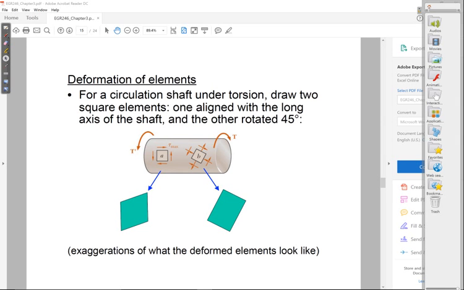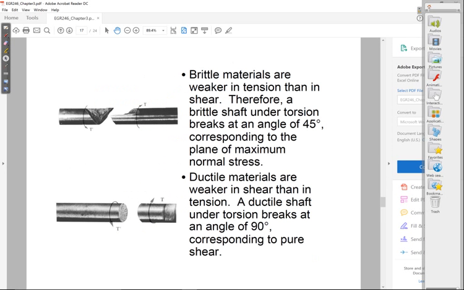In the next slide, the top figure is a brittle shaft that's been twisted until it broke. You can see a 45-degree spiral break, a spiral fracture. On the bottom is a shaft that's ductile, meaning it's very strong in tension and much weaker in shear. In that case, shearing happens in the regular vertical-horizontal direction. So you can see the clean vertical break in the ductile material on the bottom.